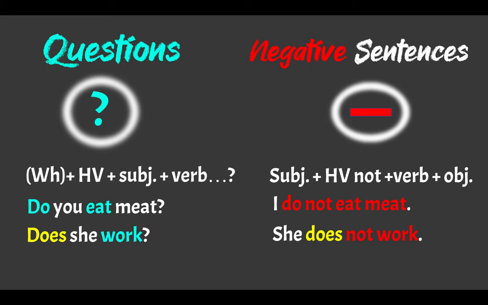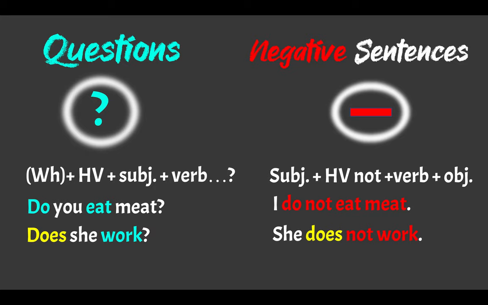So, to make questions, we need the following formula. WH, question word. So that would be who, where, when, how, etc., if you have them. Then HV for helping verb, or auxiliary verb. Then we need the subject, because it's a question, right? And then we need the verb.